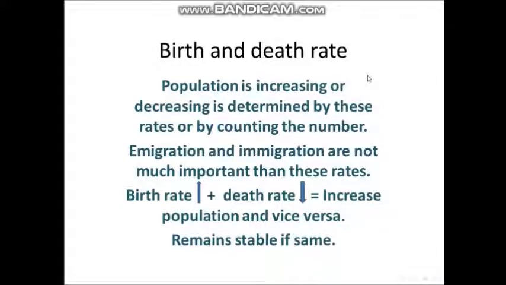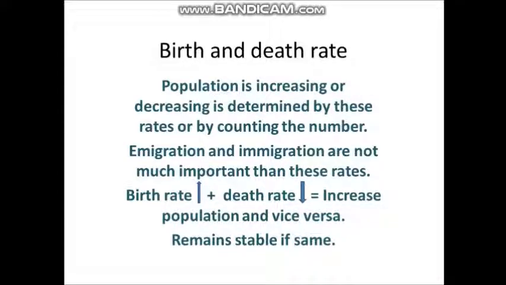Now birth rate and death rate. See, population is the size of population. How do we determine the size of population? Population size can be determined by seeing if the population is increasing, which means the birth rate is increasing or the death rate is increasing. We can also calculate population by emigration and immigration.